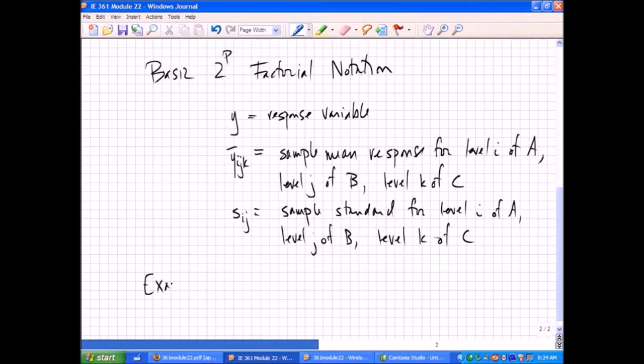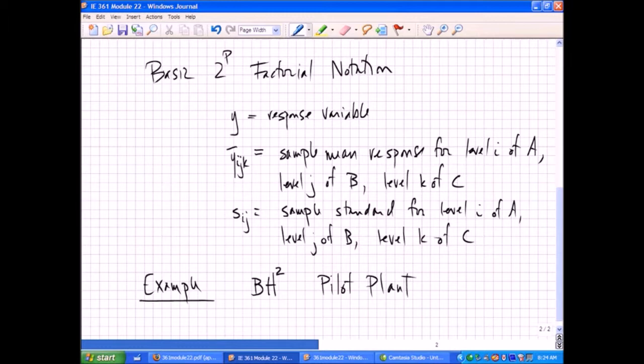The example data set that we're going to use in this module is an example taken from a book by Box, Hunter and Hunter. It's affectionately known in the experimentation world as BH squared. It's a pilot plant chemical example.